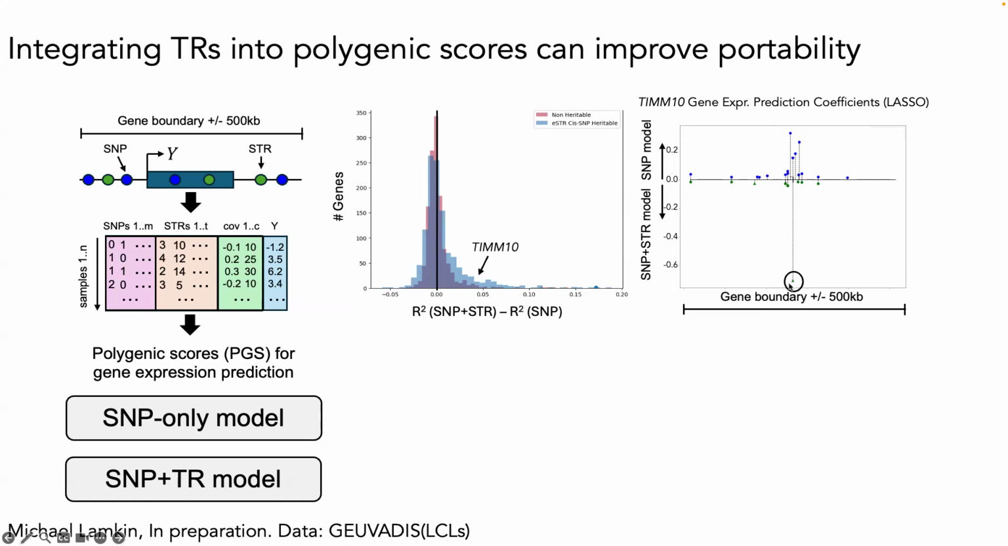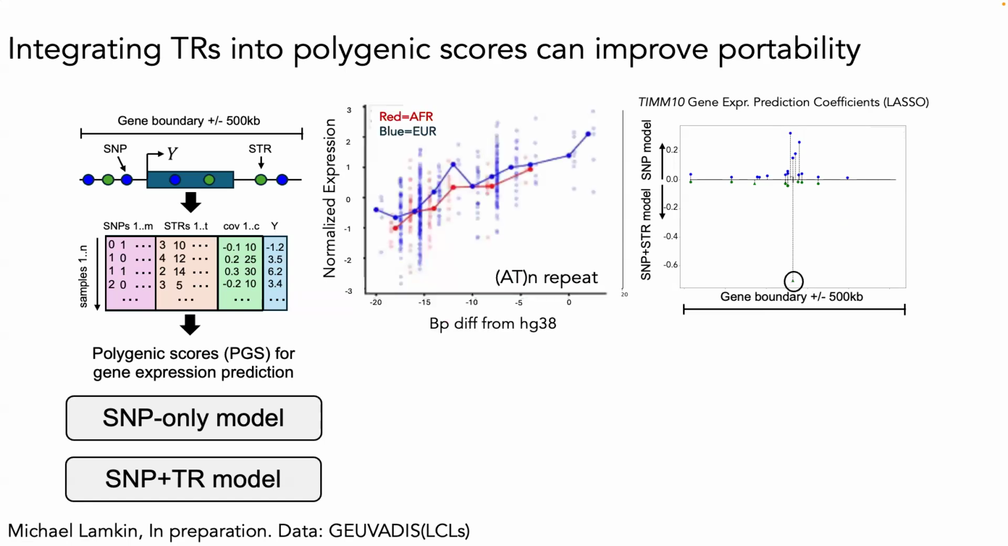When we zoom in on this variant, we see it's a really polymorphic STR that has a super strong relationship between the copy number, in this case of the AT repeat, and the expression of this gene. And that's pretty consistent across different populations. So it was cool that what we needed a bunch of different SNPs to explain, we could explain mostly with just this one particular STR. Then the final step is asking, tying back to that portability problem, does this actually help us make models that are more portable across different populations?